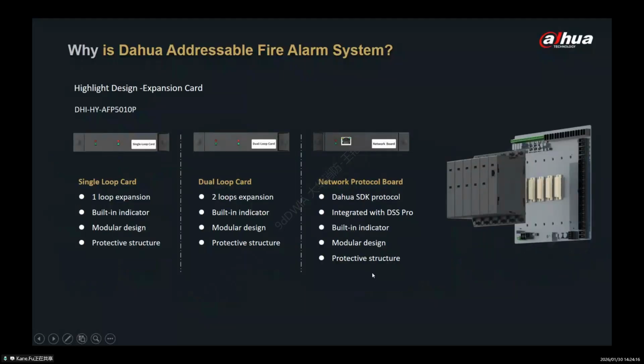For the selectable expansion cards, we have 3 kinds of card. The one loop expansion with built-in indicator here. And modular design, you can selectably install it in the member. And a protective structure here. It protects the hardware from breaking when you install. And also a 2 loop, the same loop card here. And the third one is the network protocol board.